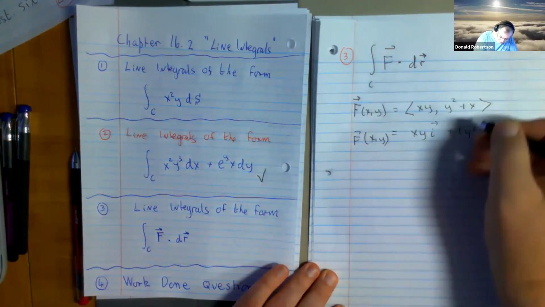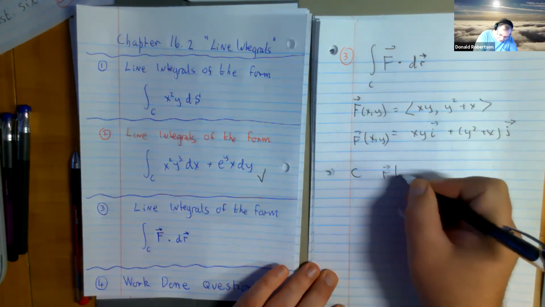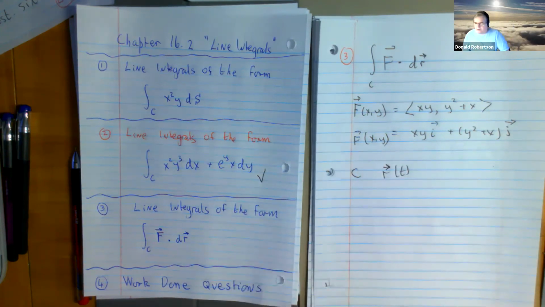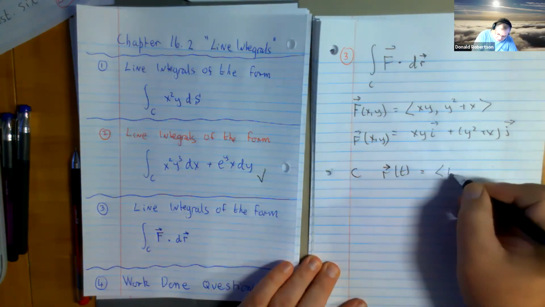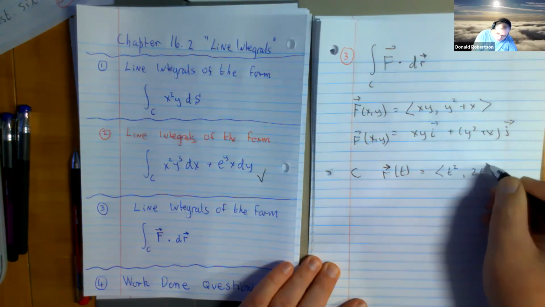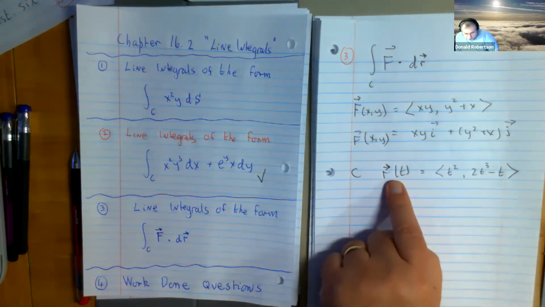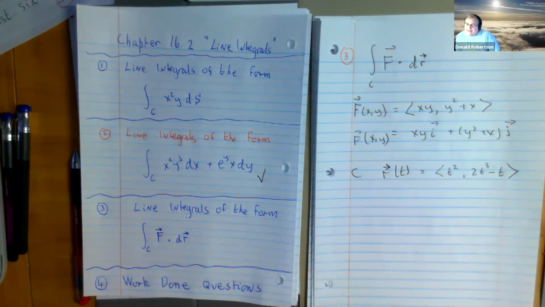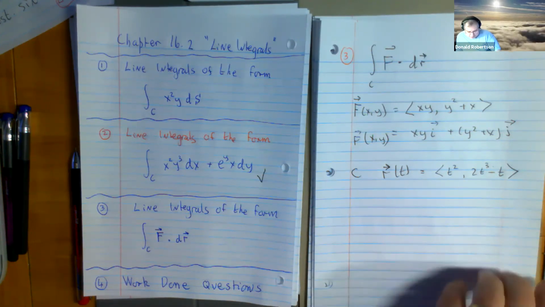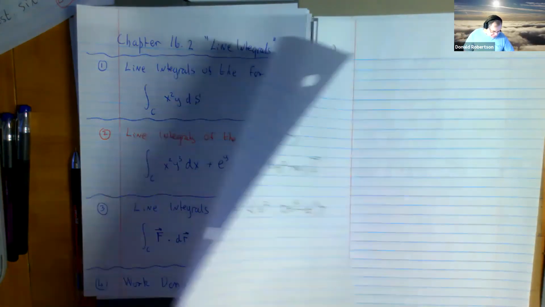Now, C is given in terms of its vector position function from Calc 3. Remember r of t, space curve? So you might be told, for instance, that it's t squared, 2t cubed, minus t. Now, if you're told what it is, great. If they tell you it's a curve or a straight line, you'd have to turn it into its parametric form. So let me take that as a side issue.